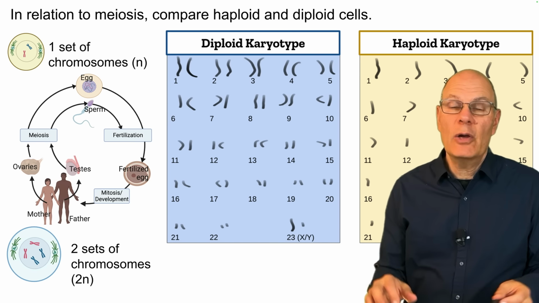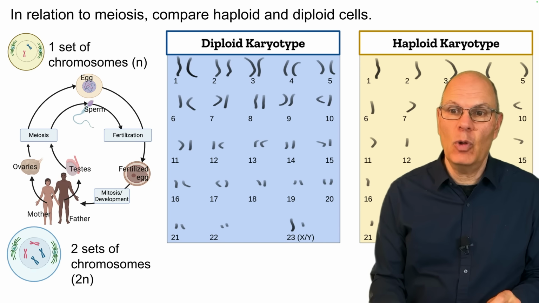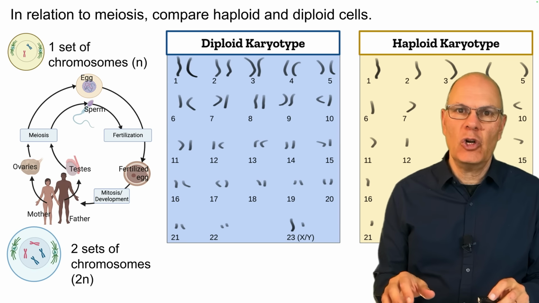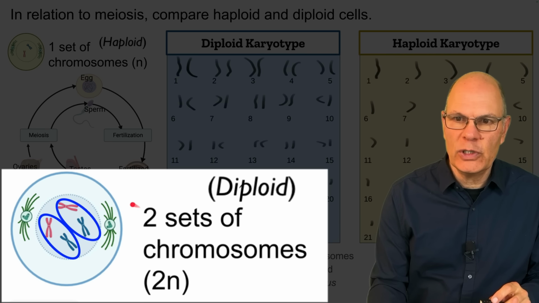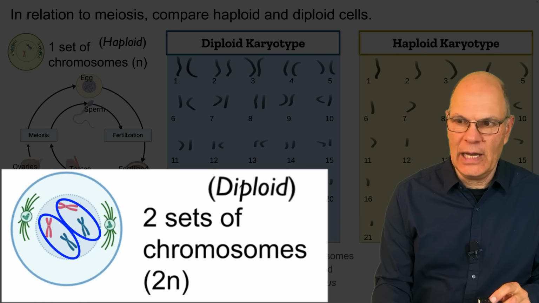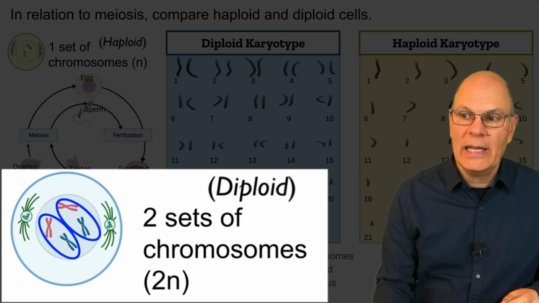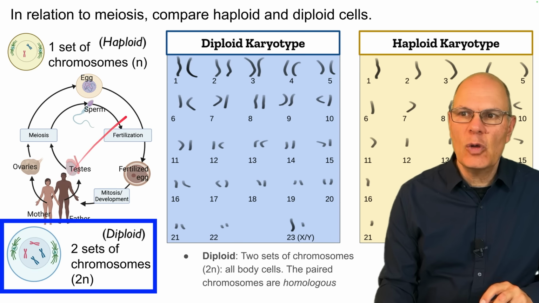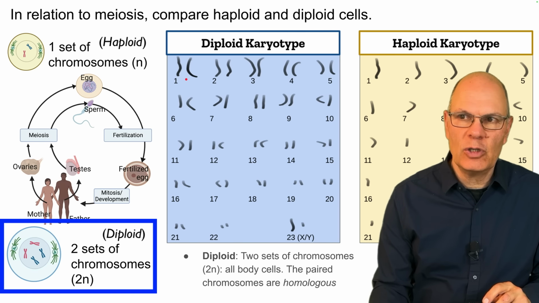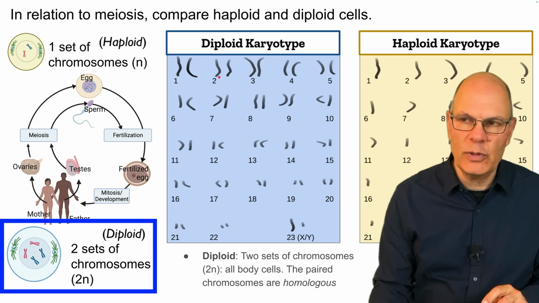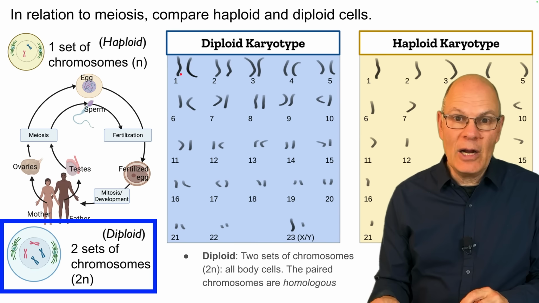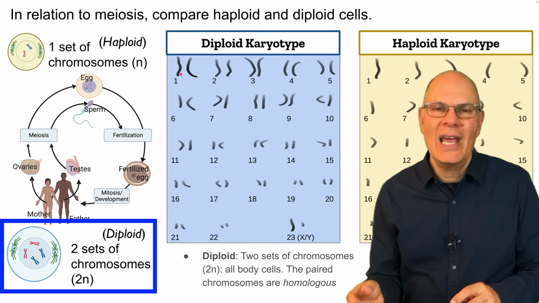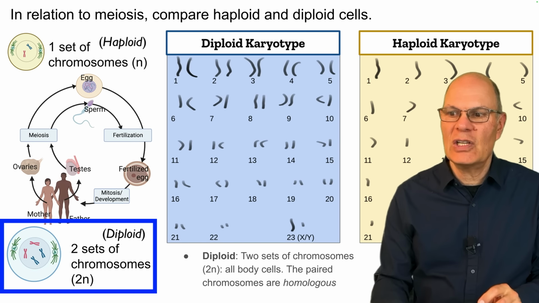In relation to meiosis, compare haploid and diploid cells. These are super important terms for understanding meiosis. Parents have two sets of chromosomes in all of their body cells, with the exception of their gametes. Those chromosomes are paired. So, for example, here's chromosome 1. There are two of them. Here's chromosome 2. There are two of them. One was inherited from one parent, one was inherited from the other. Those pairs are said to be homologous, and that's a term that we'll explain in the next slide.